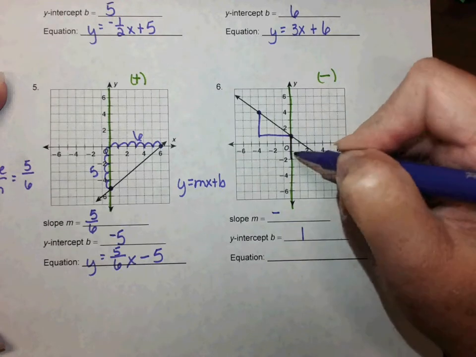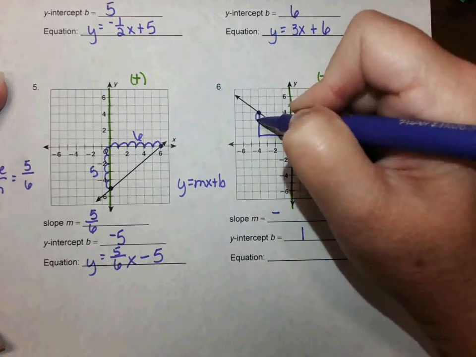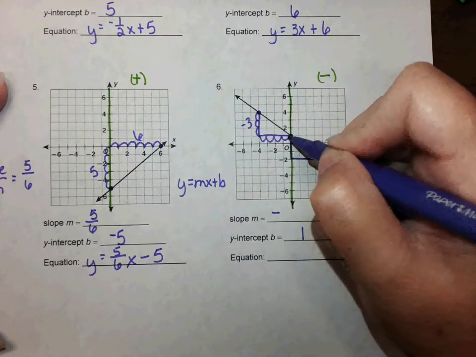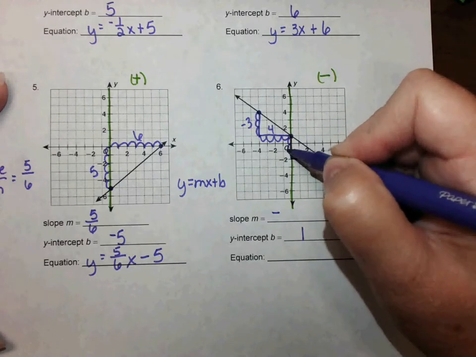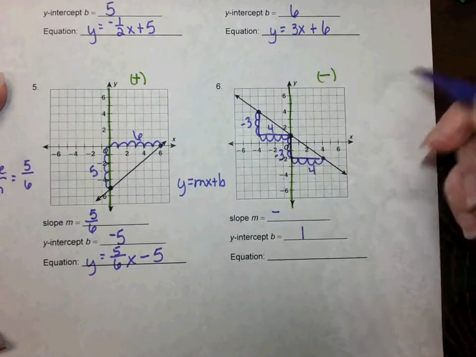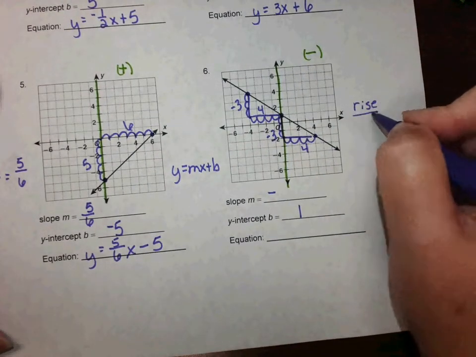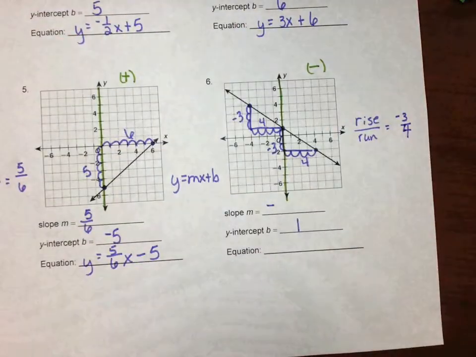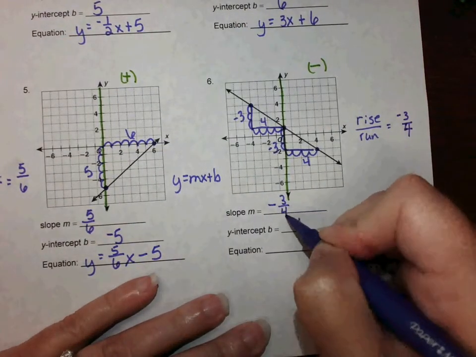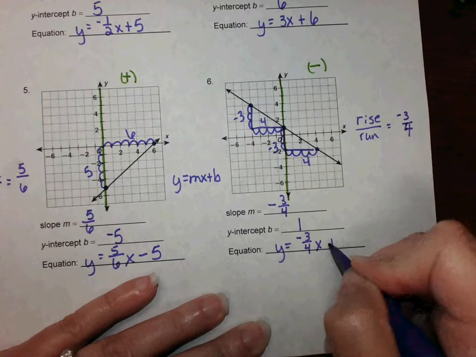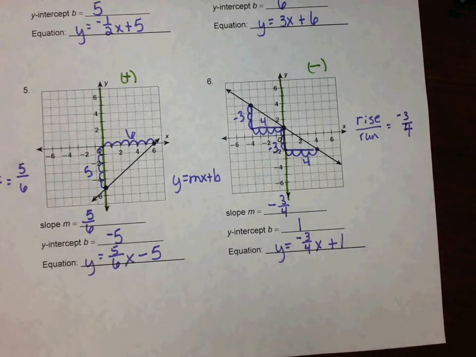Remember, we're going down. So I'm going down 3 units, so that's negative, and over 4. Down 3 units, and over 4. So my rise over my run equals negative 3 over 4. Okay, so I'm going to put that here, making my equation y equals negative 3/4 x plus 1. And that's it.